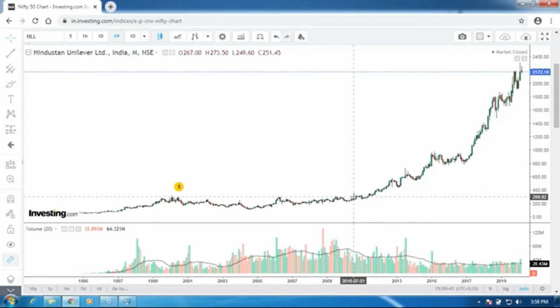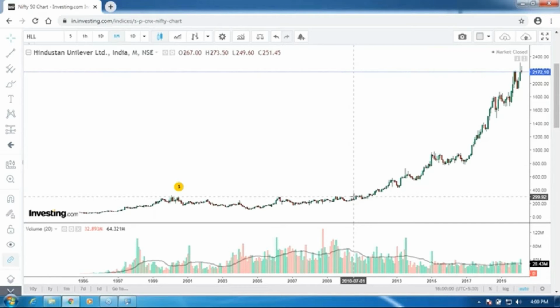It's because they had seen prices much lower. And HUL had this tendency of coming to 300 and then going back down again, and then coming back to 300 and then going down again. So this time when it was at 300 and it broke above that level, technically we call it a breakout. That's when we buy.